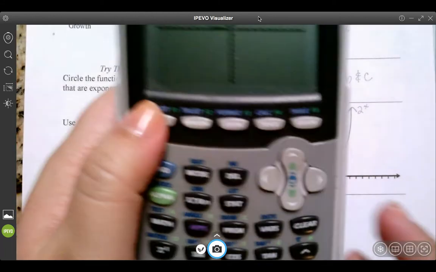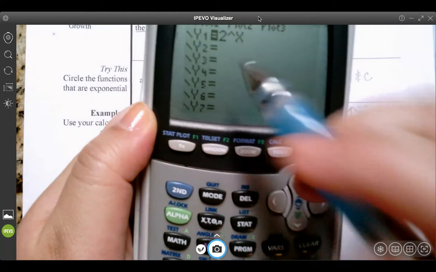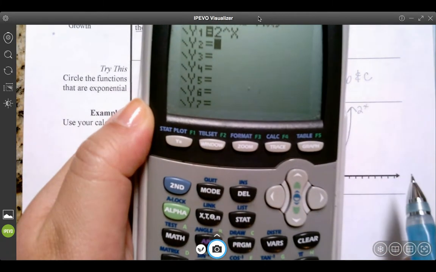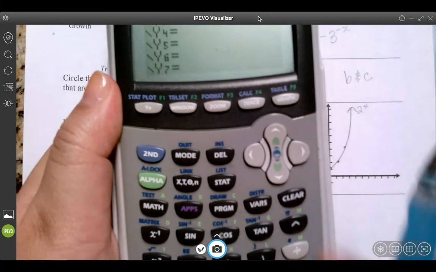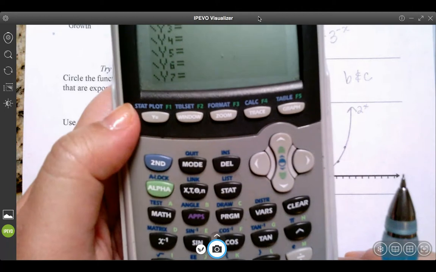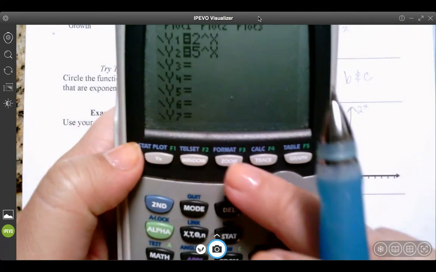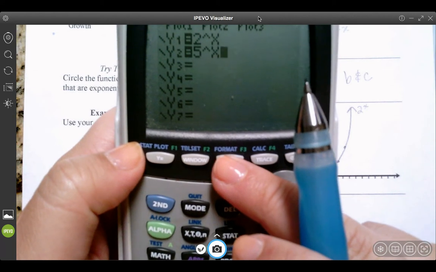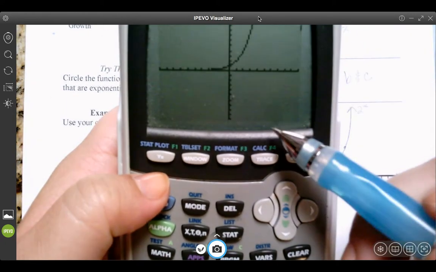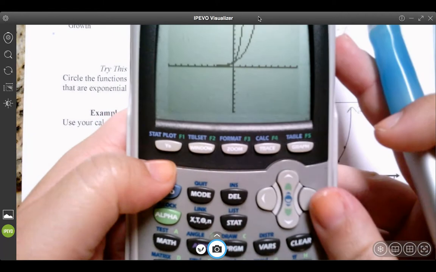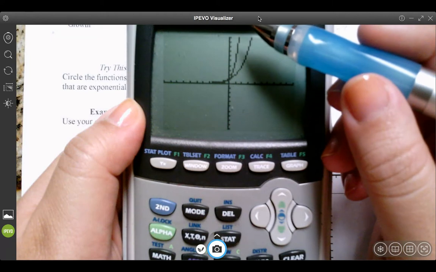Okay. Now we also want to compare this to the function 5 raised to the x power. So we're going to go back into that y equals menu, and instead of replacing the equation, we're going to go down to y2 and type 5 raised to the x. We don't have to change the window because we already did that when we graphed our first function, so our window is the same. When I hit graph, it'll be on the same grid, and notice the new graph goes up even steeper than before.